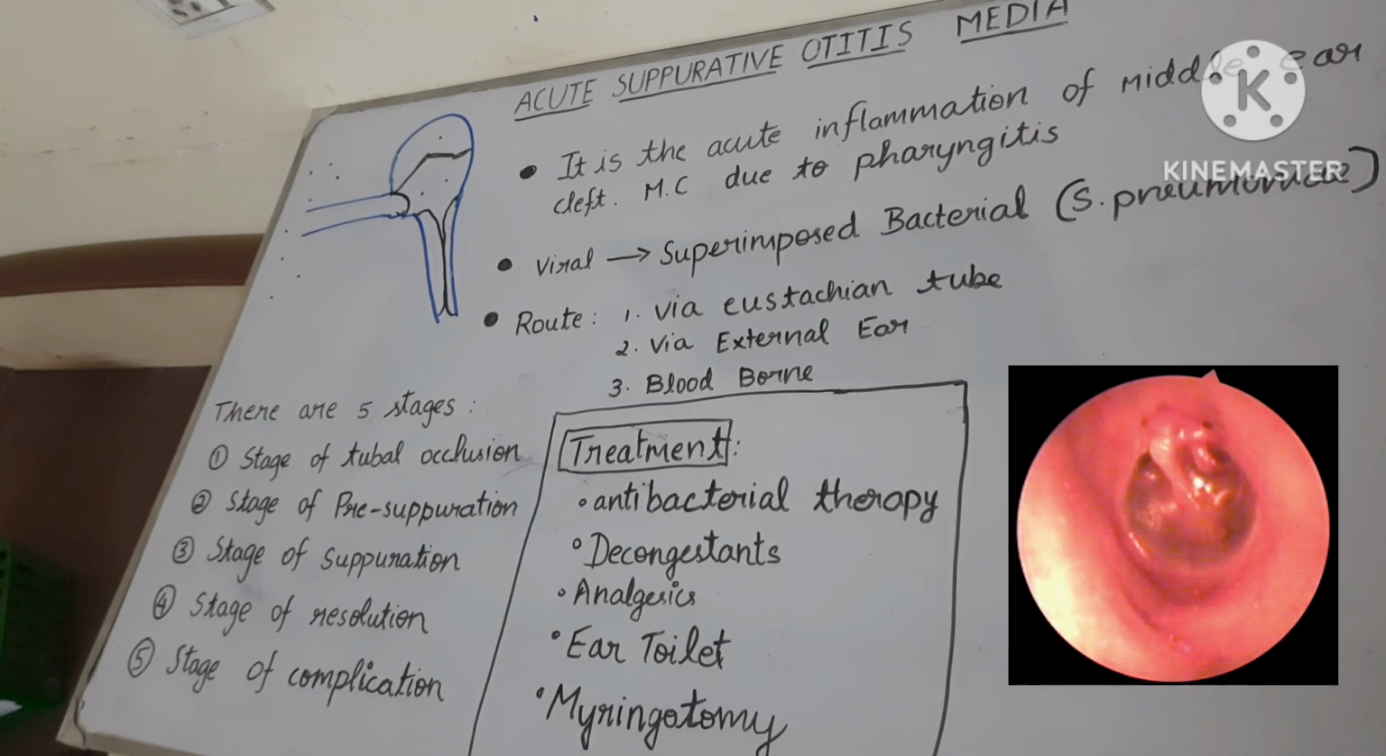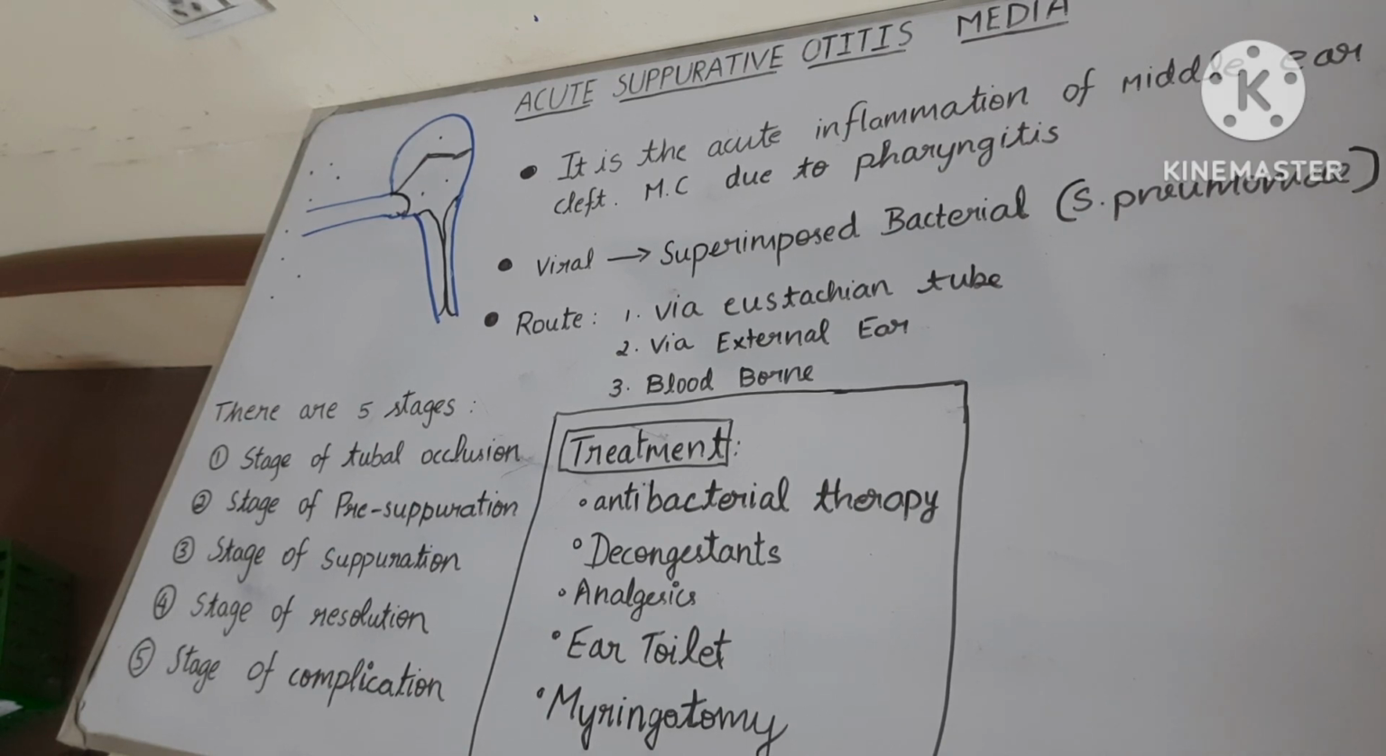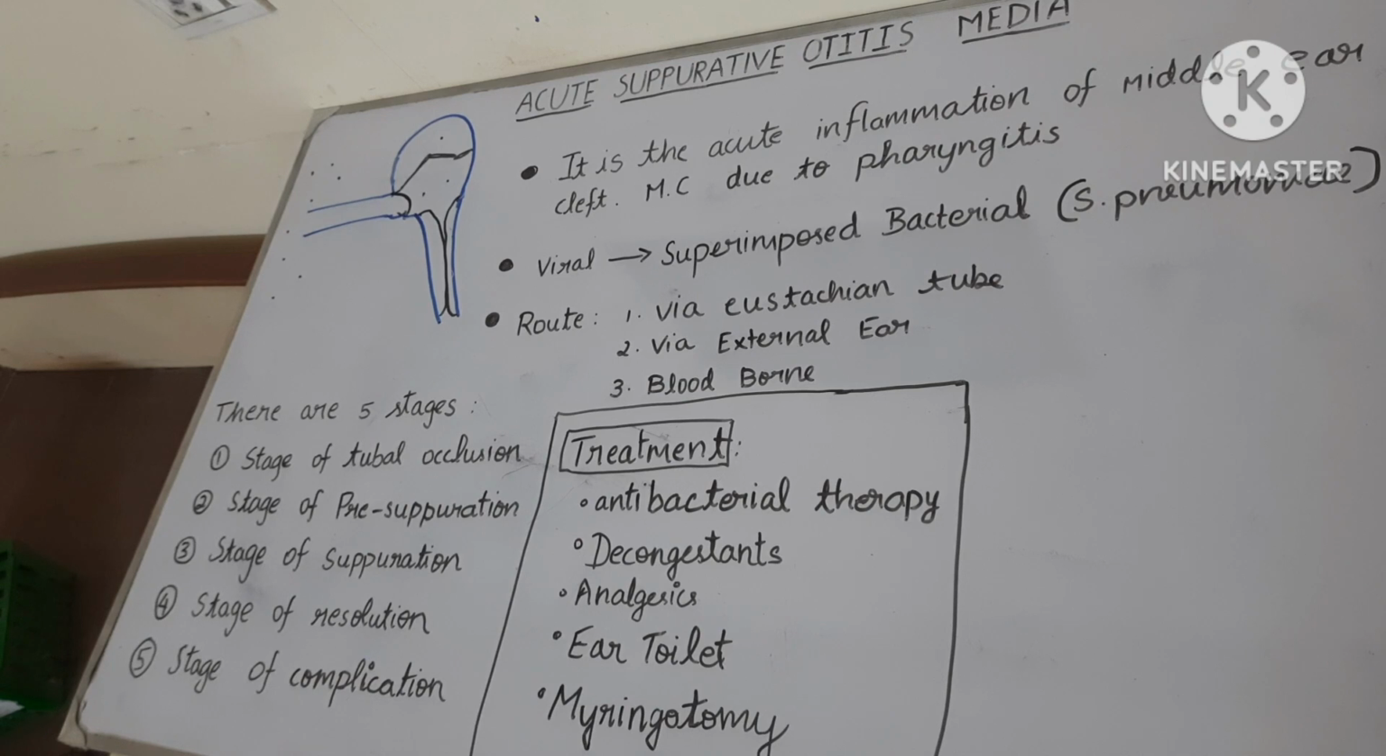So this is what happens in the first stage, that is the stage of tubal occlusion. Because the Eustachian tube is blocked, the air inside has less pressure and the air outside has more pressure. Because of that, the tympanic membrane becomes retracted. Now the patient will have slight pain and a slight hearing loss. Usually in this stage, the patient will not go to hospital.